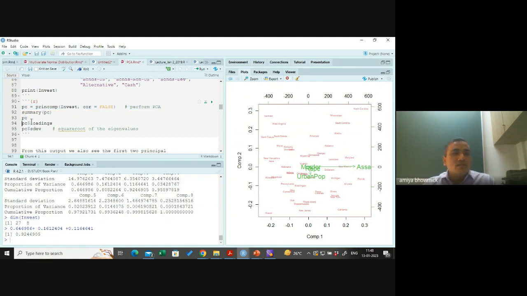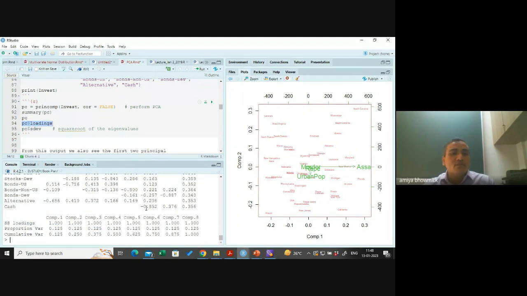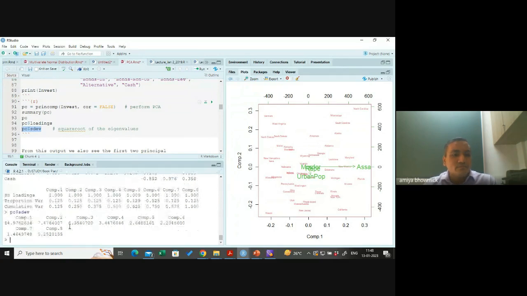There is also something called the loadings of the principal components, which I'll talk about when we talk about factor analysis. You can also look at the standard deviation associated with each of the principal components. Now this is a small exercise for you. Can anybody tell me, can you connect the standard deviation with the variance covariance matrix? Anybody? Play with the data.